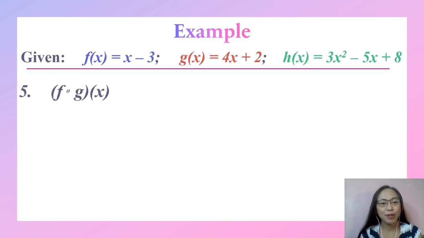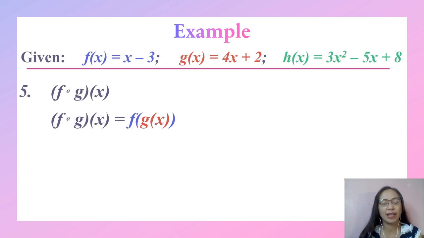Let us have example number 5. This is composition of functions. F composition of g of x, and this is defined as f of g of x. This means that we will substitute the function g of x in the x variables of the function f. Okay, let's look at it this way. Our f here is x minus 3. F of x is x minus 3.